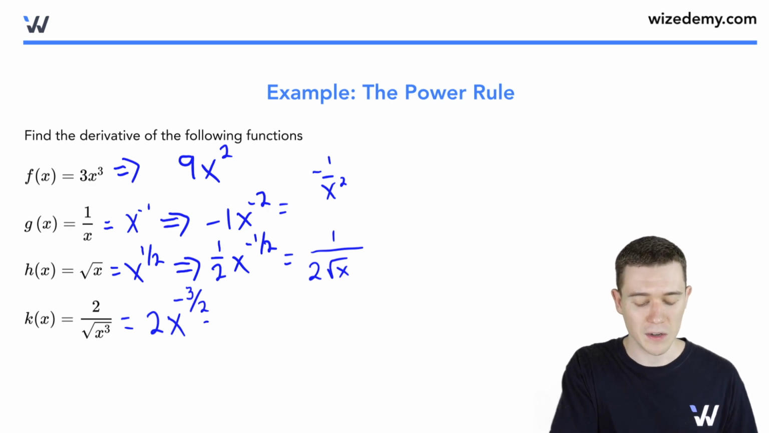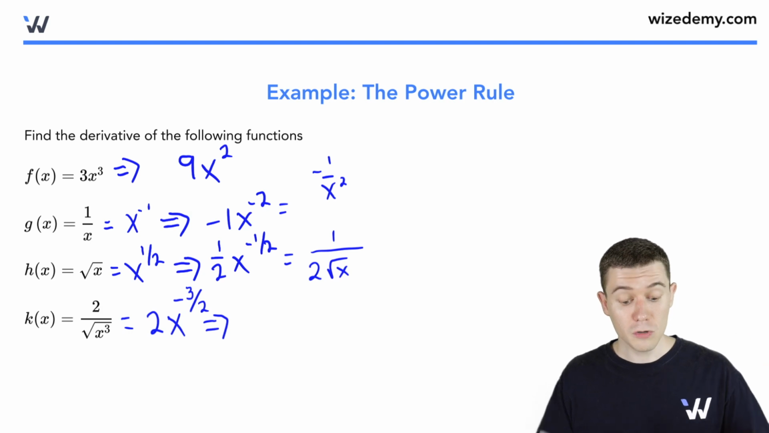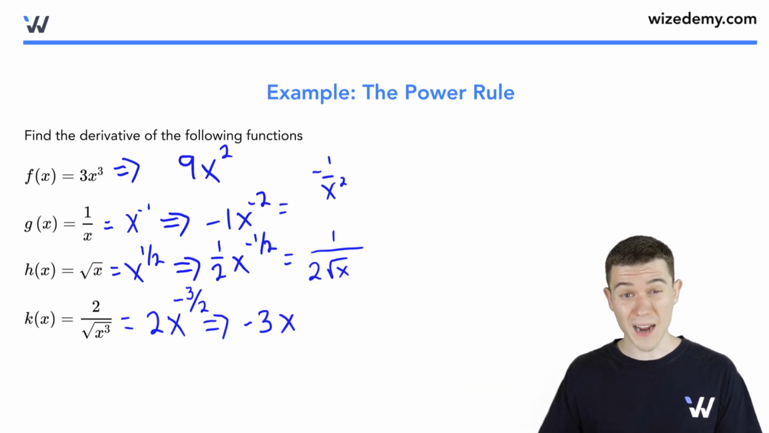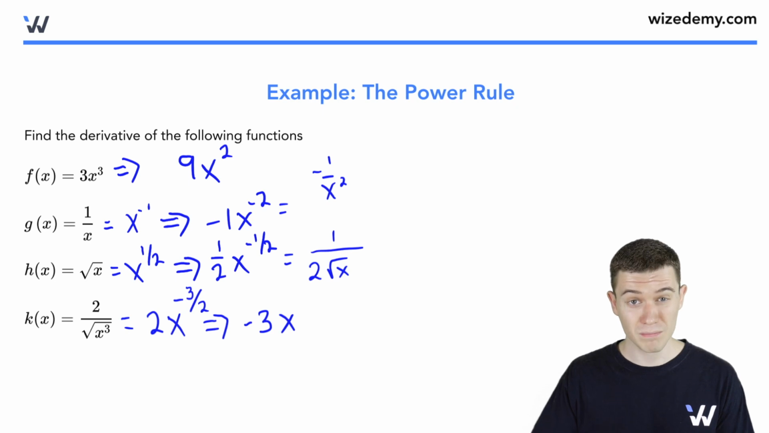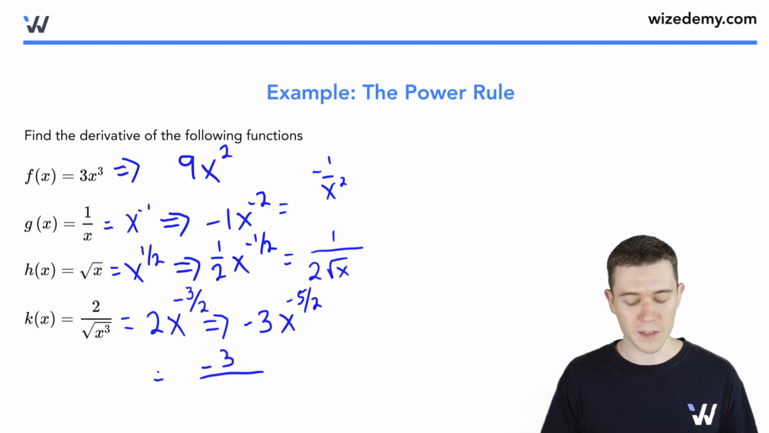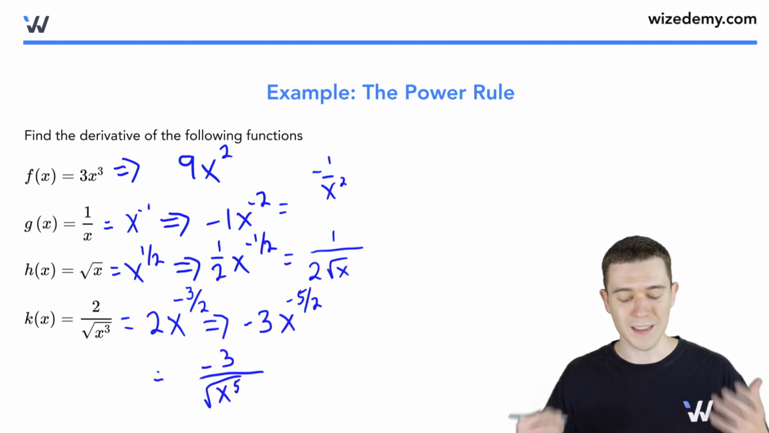Now we can go ahead, use the power rule, multiply by that power. 2 times negative 3/2, that's negative 3. x to the, subtract 1 from the power, negative 3/2 minus 1, minus 2 over 2, that's negative 5/2. Again, if you wish, you can rewrite this using properties of exponents and radicals. This is minus 3 over the square root of x to the 5th in the denominator.